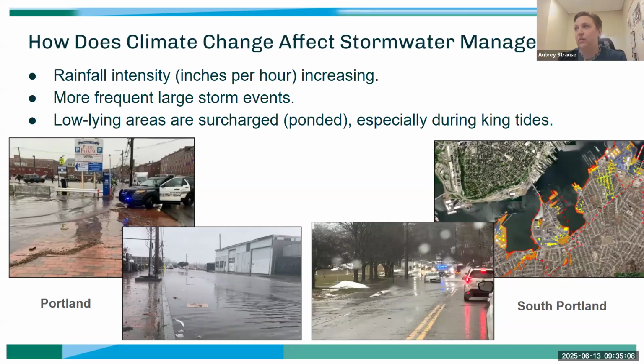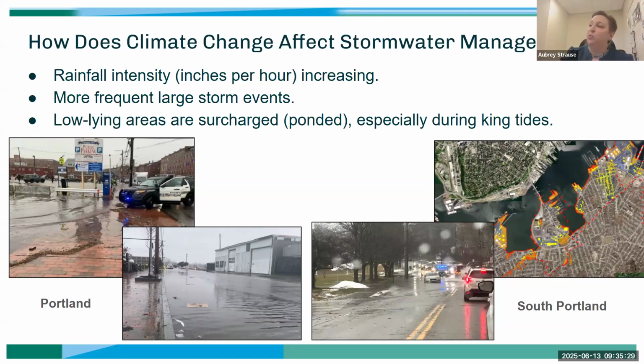The other Portland picture we have here is down closer to Marginal Way. And I think, again, we've probably seen the news coverage of people kayaking at Whole Foods, right? On the right-hand side, we see a storm event from 2 years ago in South Portland that created flooding near one of our big school areas.